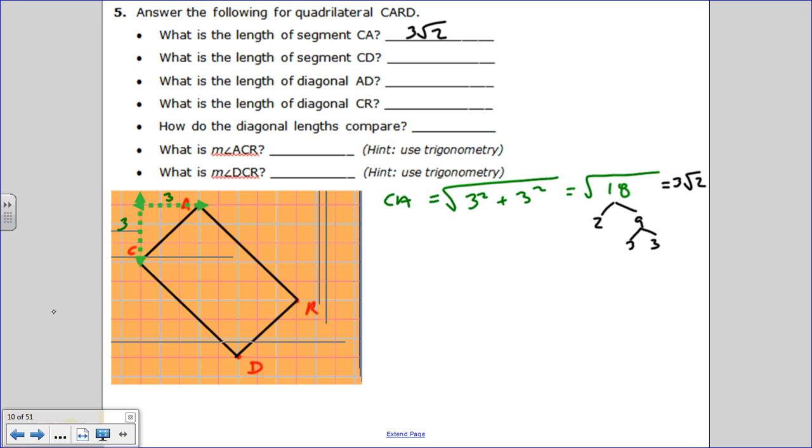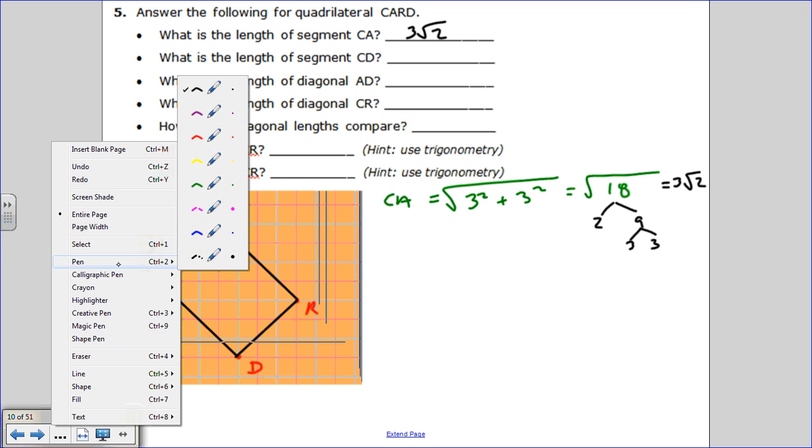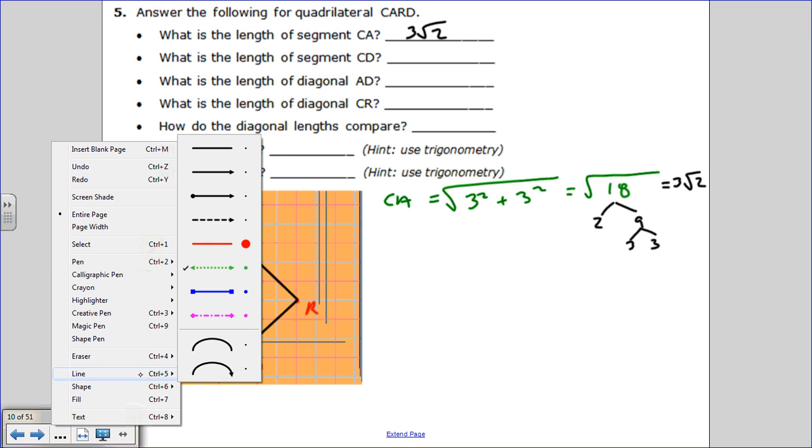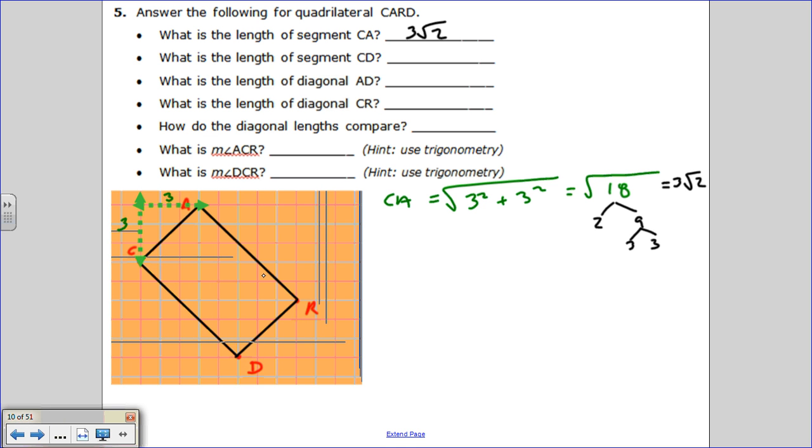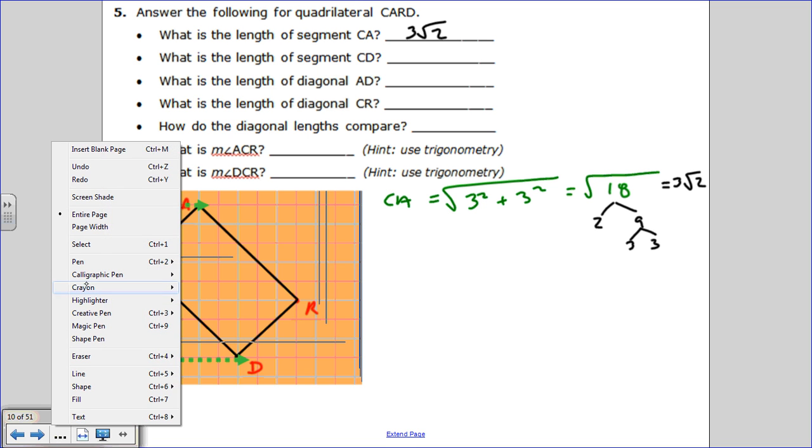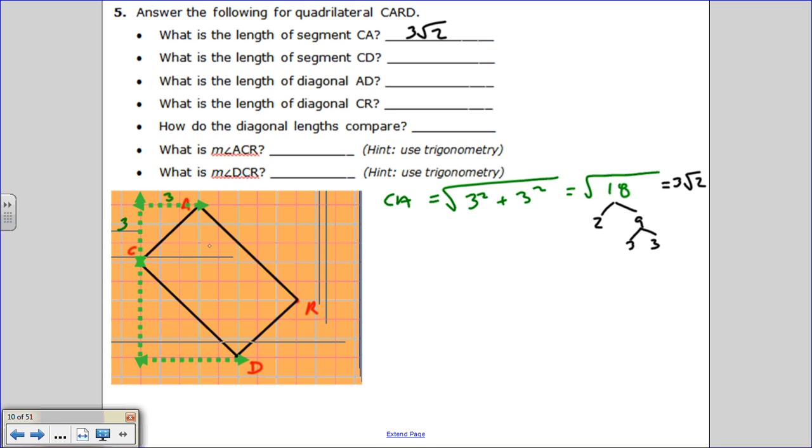Alright. Now we got to find the length of CD in the same manner. We're going to use the Pythagorean theorem. We got to form a right triangle to get from C to D. So we go downwards and across. And we went down 1, 2, 3, 4, 5, and over 5.